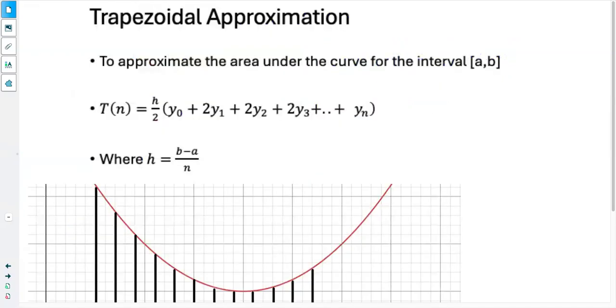We're now going to talk about trapezoidal approximation. So to approximate the area under the curve for the interval A to B, our trapezoidal approximation gives us h/2 times y0 plus 2 times y1 plus 2 times y2 plus 2 times y3, continuing on till we get y subscript n, where h is our b value minus a divided by n. So our b would be our value from here, our a is our value from here, and n is our number of intervals.